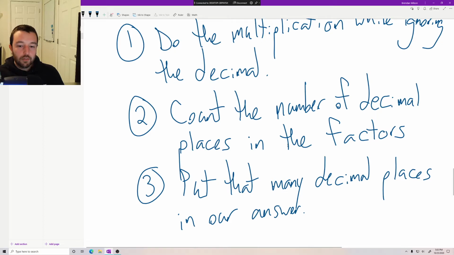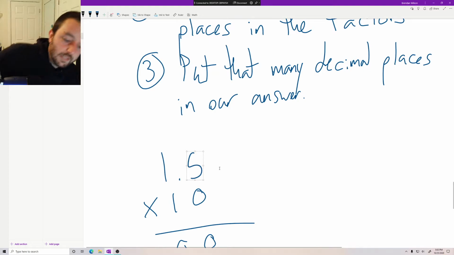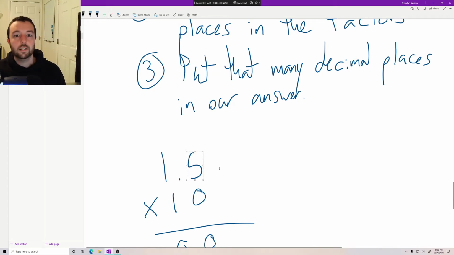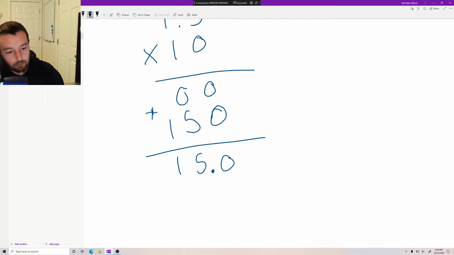Number 2 says count the number of decimal places in the factors. Okay. Total, we have 1 decimal place, right? This is our 1 decimal place. When we say decimal place, we mean how many numbers are to the right of the decimal. Number 3 says put that many decimal places in our answer. So we have 1 total, so we should put 1 here. So we go ahead and put a decimal right here. Okay. And that makes it 15.0 or just 15, which is what we would expect the answer to be.